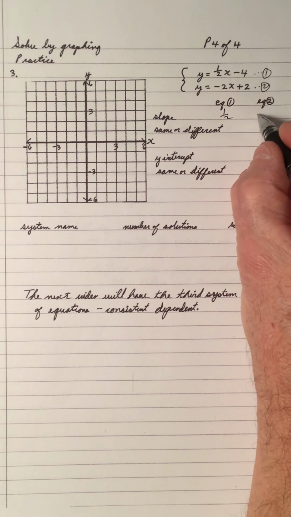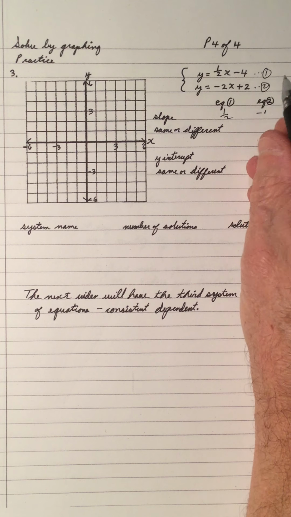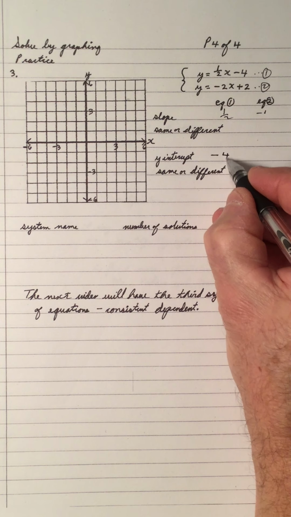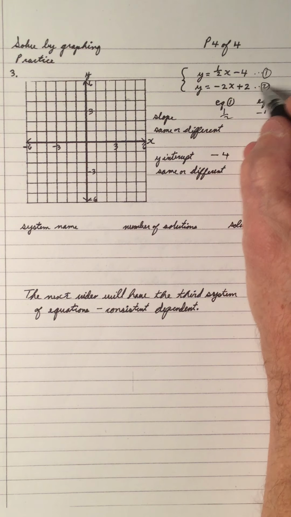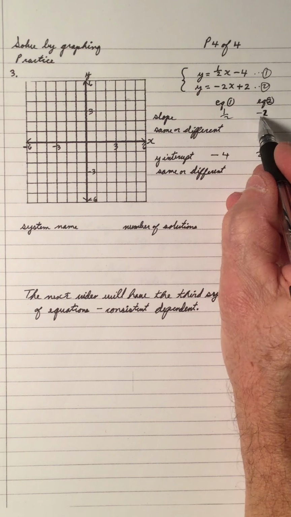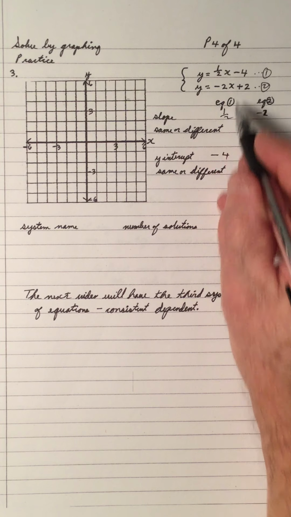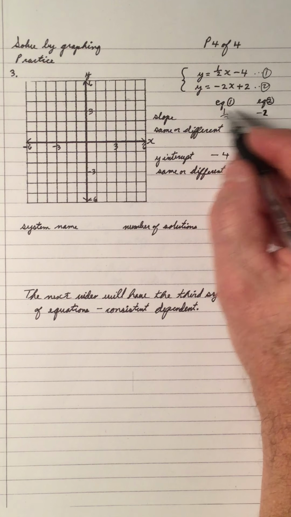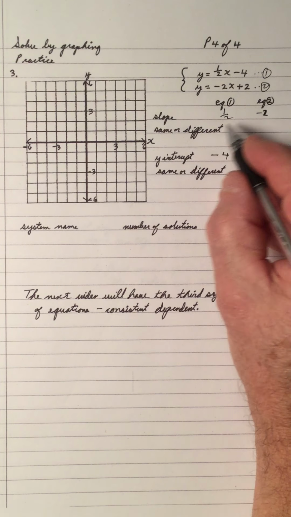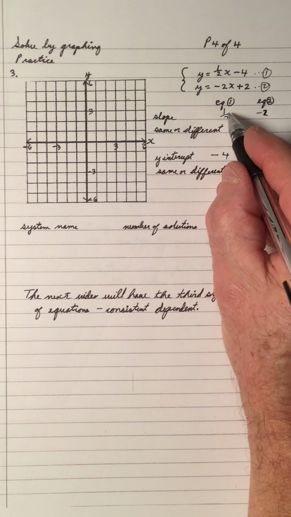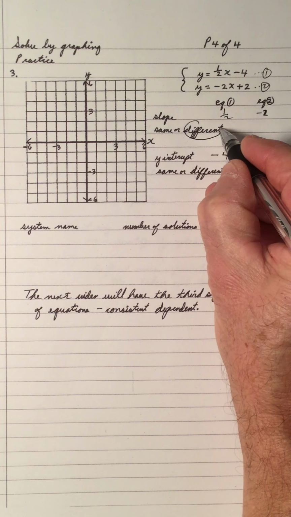The y-intercept is negative 4. Oh, I better put the y-intercept down here. Equation 2, the slope is negative 2, and the y-intercept is 2. So I could do the two slopes first, which is a half and negative 2. And then I could do the two y-intercepts, because of the way I have it organized. And notice the y-intercepts are different.